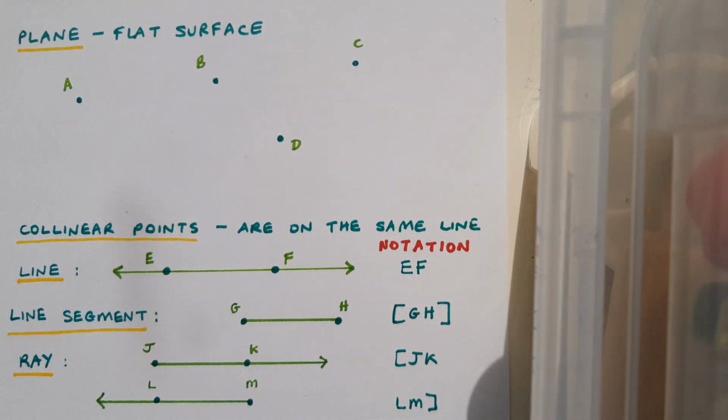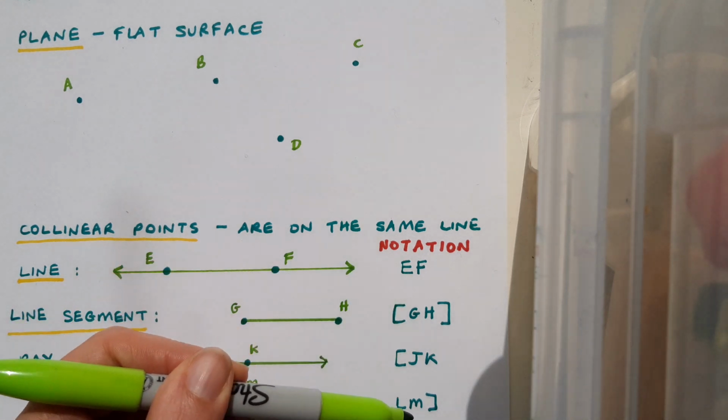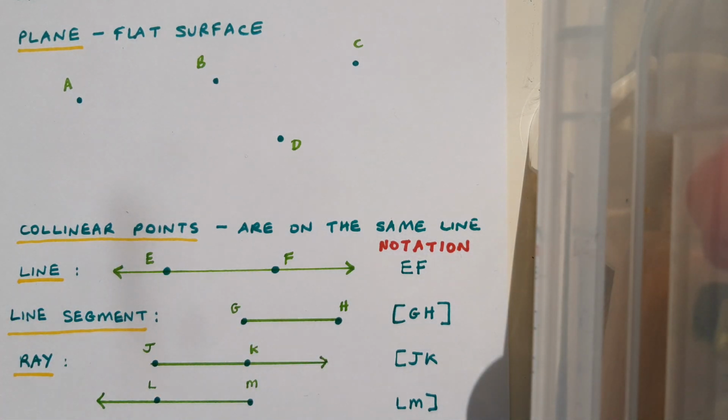So when we talk about lines, there's 3 possibilities. There's the line, which keeps going in both directions indefinitely. There's a line segment, which just goes between 2 points. There's a ray that starts at 1 point and travels through a second point. And again, just notice the different ways in which we name them using symbols or notation.